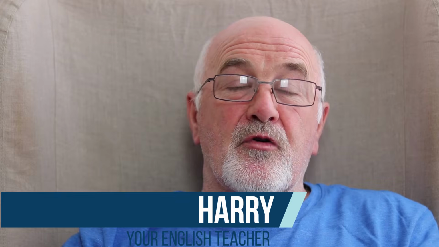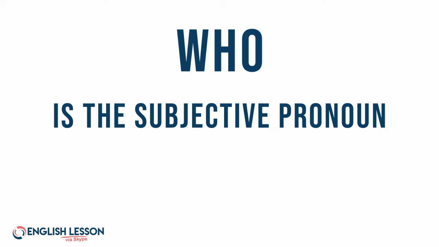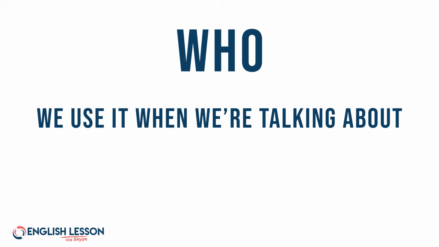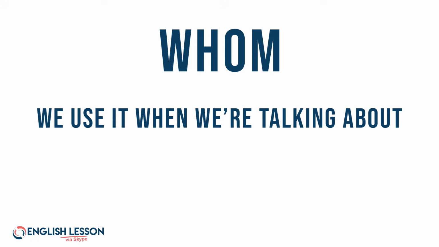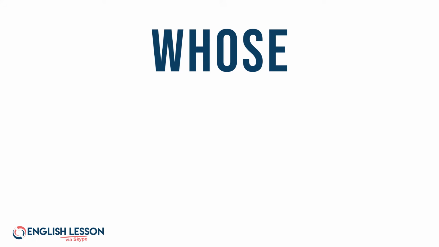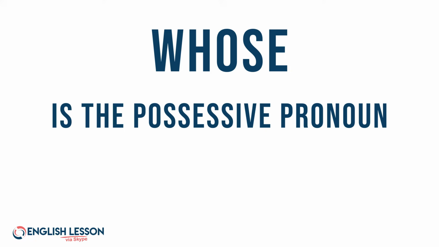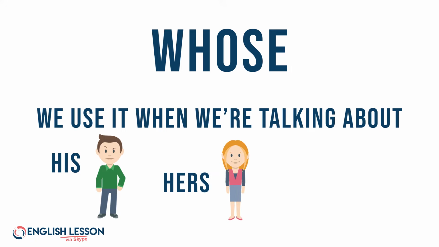Today we're looking at pronouns, and in particular the pronouns who, whose and whom, the differences between them and how we use them. As I said, they're all pronouns but with some differences. Who, for example, is the subjective pronoun, and we use that when we're talking about he, she or they. Whom is an objective pronoun, and we use that when we're talking about him and her. And then whose, W-H-O-S-E, is the possessive pronoun that we use when we're talking about his, hers, ours.